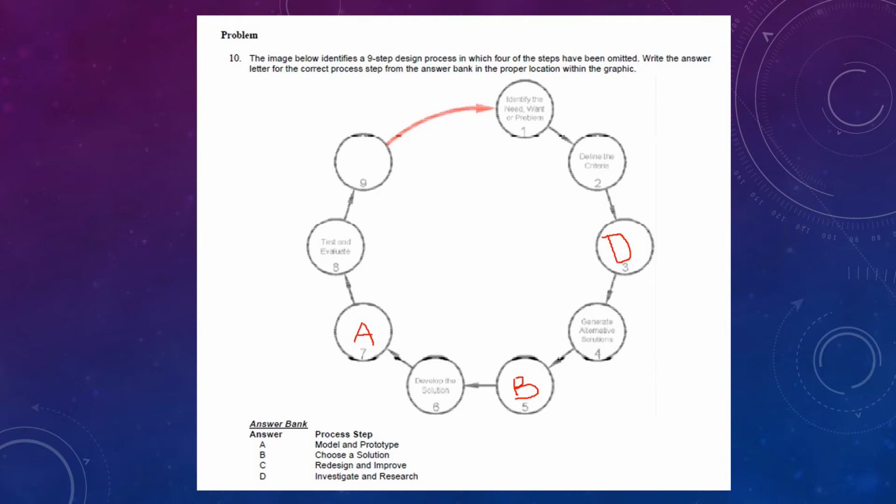After that, you're going to test and evaluate, and then once you test and evaluate, you're going to have to go through and kind of start the process over. You're going to figure out that your design was not perfect the first time, so you're going to have to redesign and improve.